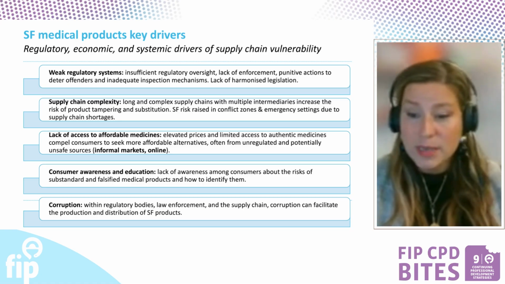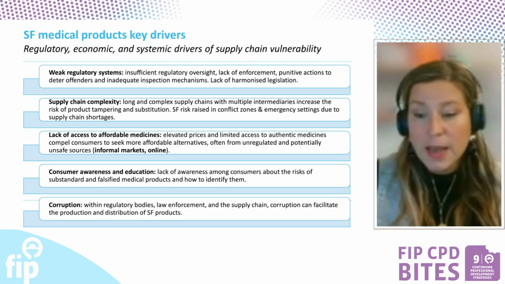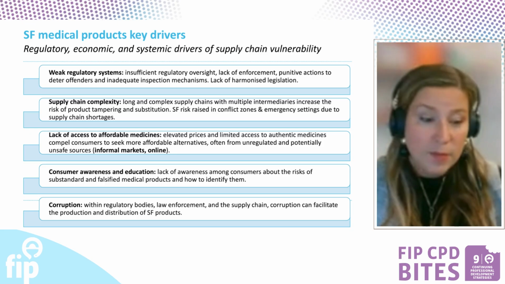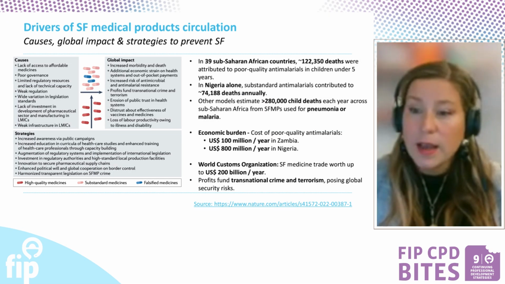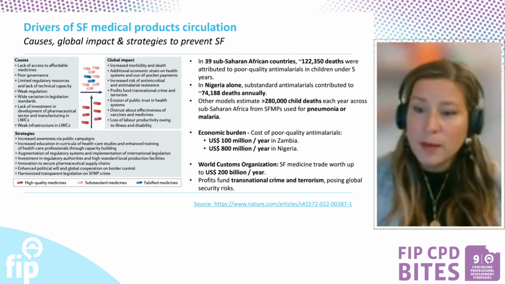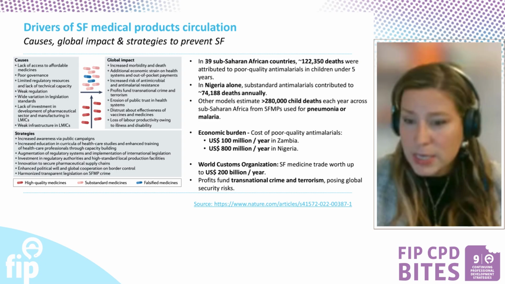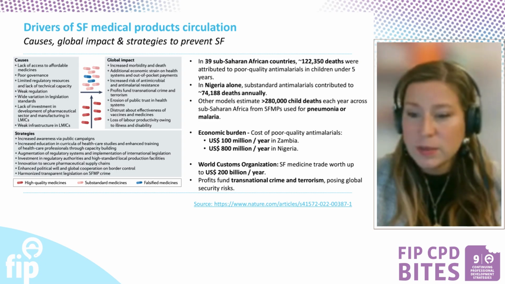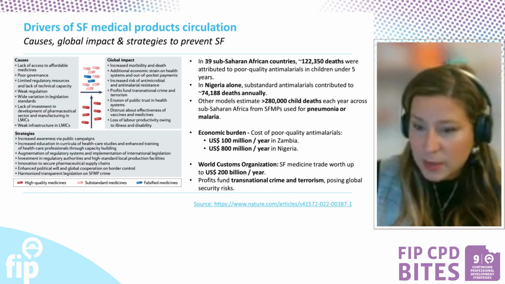So to address them, we need multi-sectoral interventions that strengthen regulatory governance, enhance supply chain transparency, and ensure equitable access to medicines globally. So we've looked at some structural drivers, and here we also have a figure that looks at the bigger picture, the global impact, and the strategies needed to prevent substandard and falsified medical products through a systems framework that I developed and published in the journal Nature.